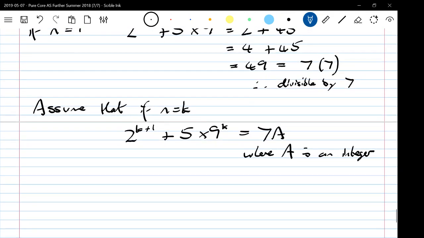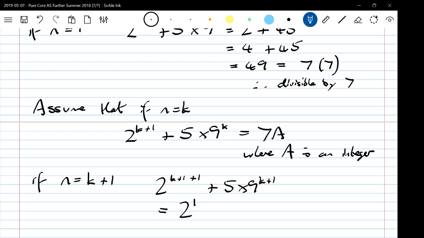Now we need to consider if n equals k plus 1. So what do we end up with with n being k plus 1? Well, 2^(k+1+1) + 5 × 9^(k+1). So that's 2^(k+2) + 5 × 9^(k+1).